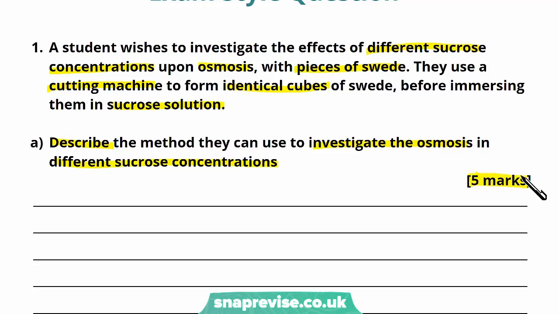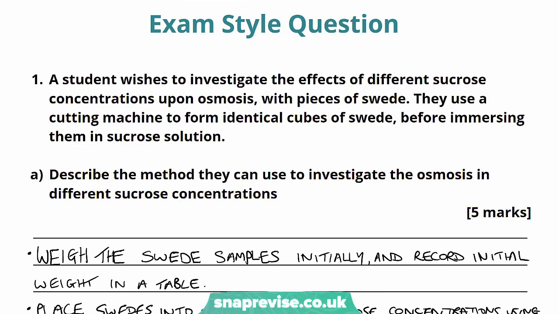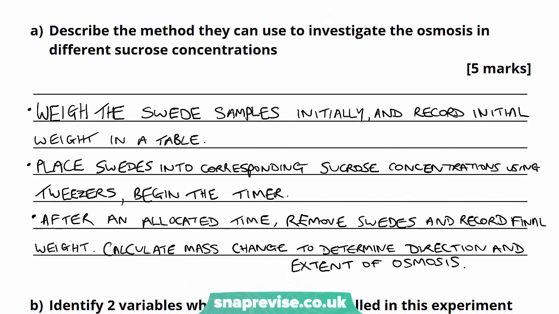So in general, these types of plant cell osmosis experiments carry out the same format, and as long as you know the method and the reasons for each step of the method, you should be fine to answer a question like this. So because this is just describing the method, it's just a case of listing the different steps. So I'll show you what I've written here. Firstly I've said, weigh the swede samples or swede cubes initially, and then record the initial weight into a table.